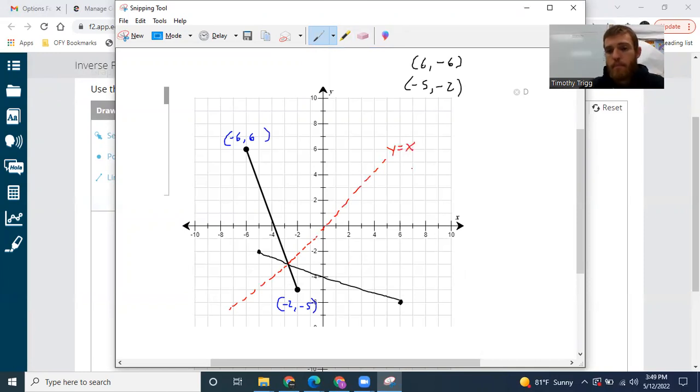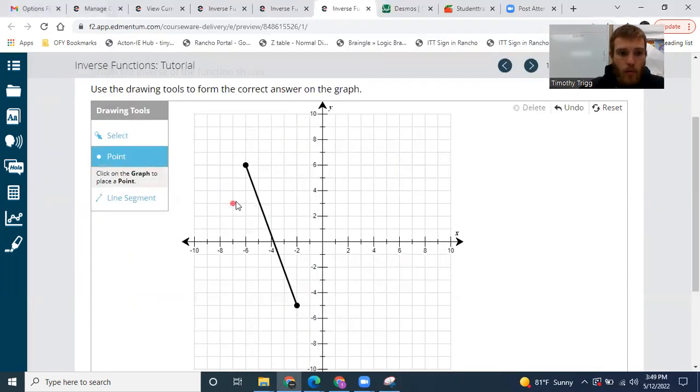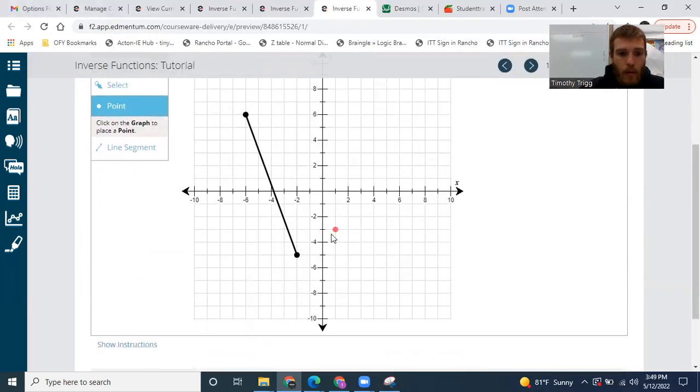An inverse function is always a reflection across y = x. And you can see that here. Okay, so we would just use the point tool. So -2, -5, it's going to be -5, -2.